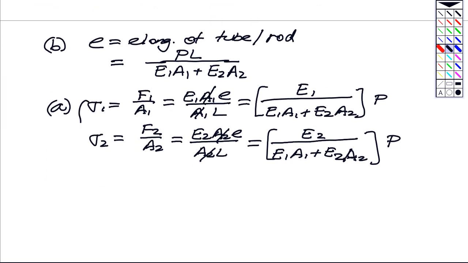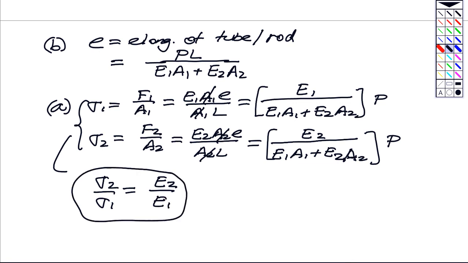If we want to find the ratios of those, let's say sigma 2 divided by sigma 1, we can see that that's simply going to end up being E2 over E1. So the distribution of stress between those two goes strictly as the ratio of the Young's modulus of the two materials. So what did we do?